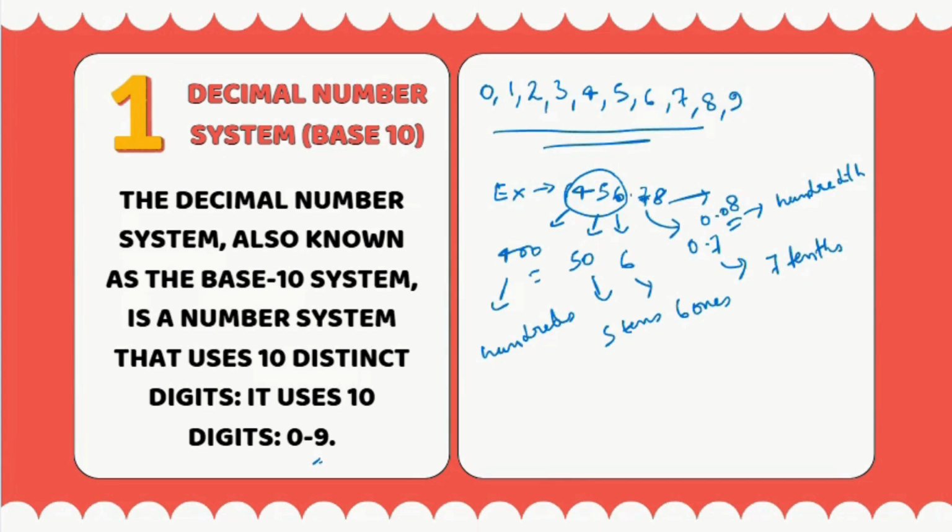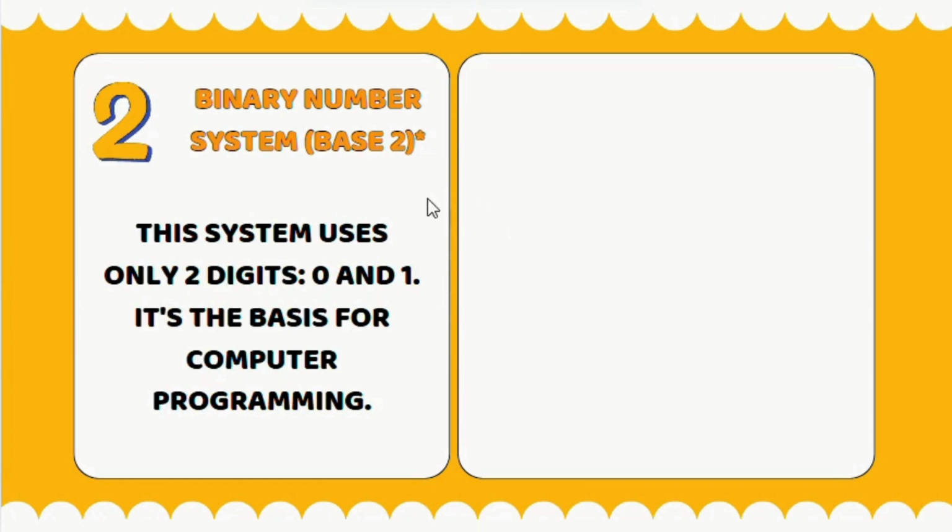Now let's move on to the next, that is binary number system, which is having base 2. This uses 2 digits, that is 0 and 1. So it is called as base 2 number system. This system uses only 2 distinct digits, that is 0 and 1. It's used in computer language, computer programming, and so on.